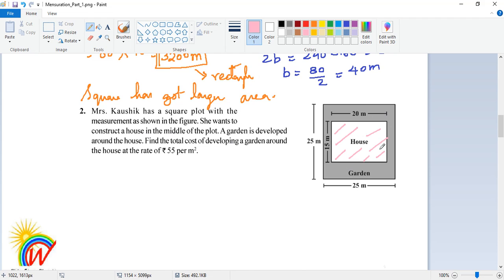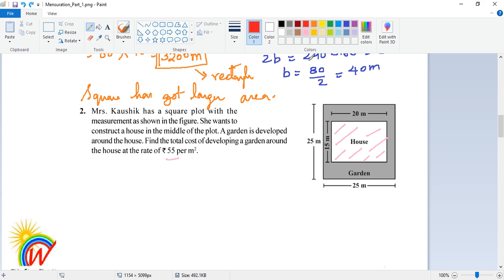Now find the total cost of developing a garden around the house at the rate of 55 per meter square. So they are asking you how much will be the cost of developing the garden. For each meter square, you have to spend 55 rupees. So how many rupees will you spend in total? For that we should find out how much is the area of the total garden, right? So how do you figure that out?